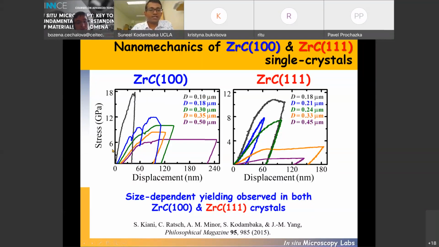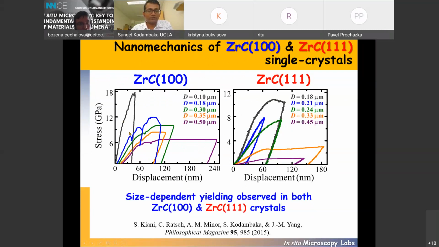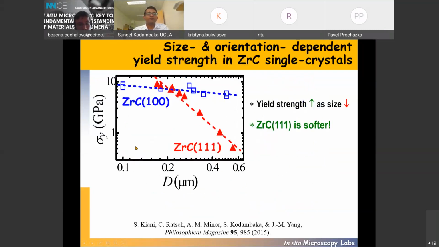From these stress displacement curves, we can extract yield strengths, where yield strength is defined as the point of transition from elastic deformation to plastic deformation. If we plot this yield strength as a function of size, we see very interesting behavior. For 111 oriented crystals, there is a rather significant change in the size dependence of the yield strength, whereas for 100 crystals, it's not so much.